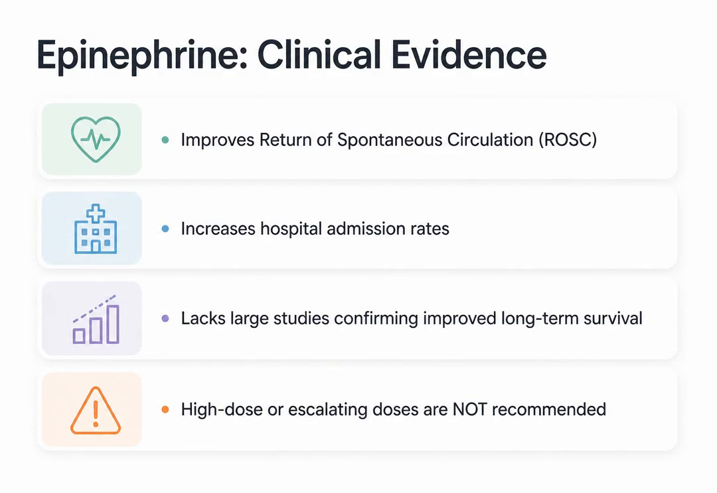Interestingly, while epinephrine has been a staple in resuscitation for years, the clinical evidence is nuanced. Studies show it definitely improves the rates of return of spontaneous circulation, or ROSC, and hospital admissions. However, there is a lack of large studies proving it improves long-term survival to hospital discharge or neurological outcomes. Because of this, the American Heart Association does not recommend routine use of high-dose or escalating doses of epinephrine.